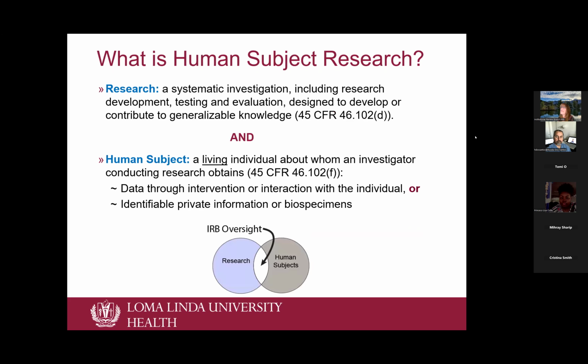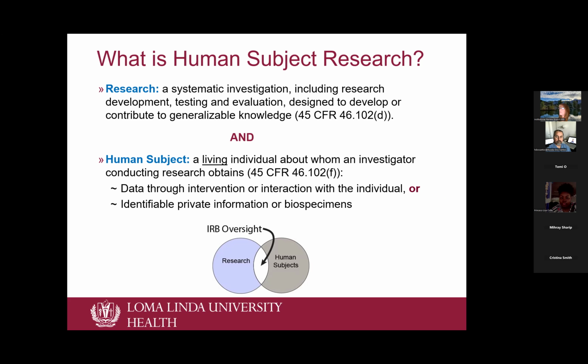And then basically, this is a human subjects research study. It has to be made up of 2 different definitions. Your study has to meet both of these definitions. So one of them is research and the other one is human subjects. You can't have one without having both in order for the IRB to have oversight of that study.